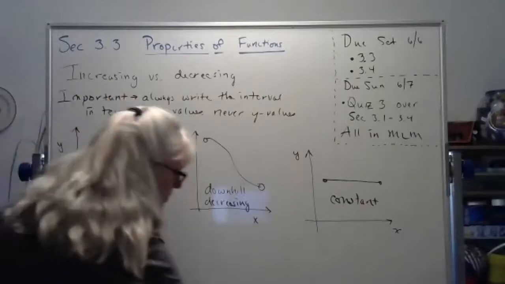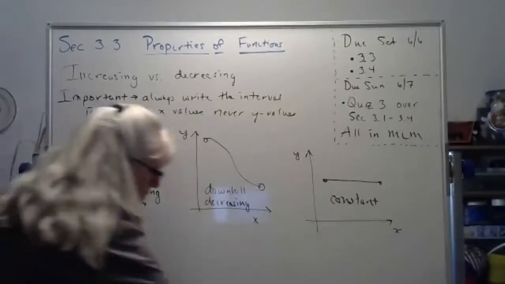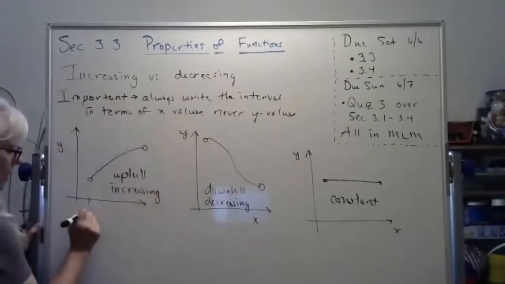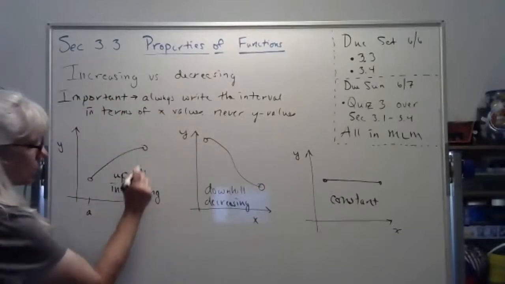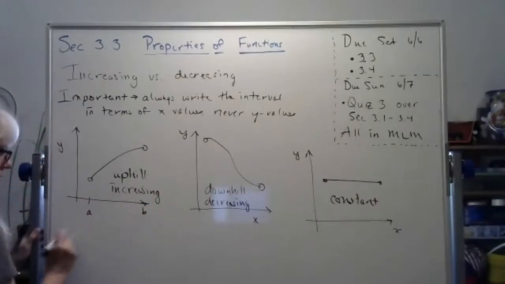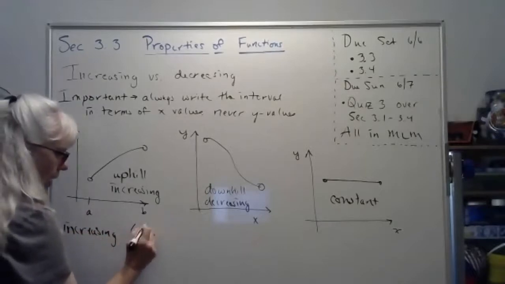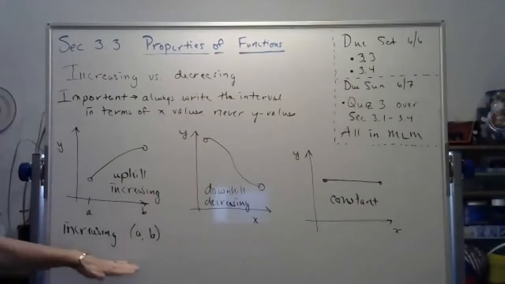So to help us out in terms of writing those intervals, we're just going to mark on the graph an A, and over here would be a B. So wherever this is at, this is B. So this is increasing, starting at A and all the way over to B. Notice it just involves the x values and only the x values.